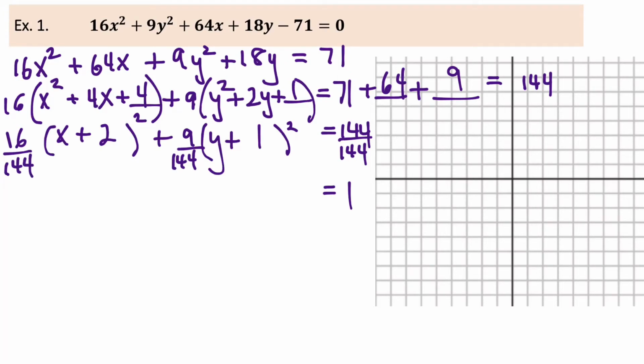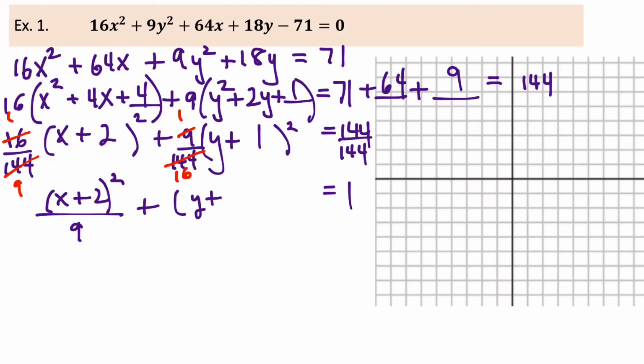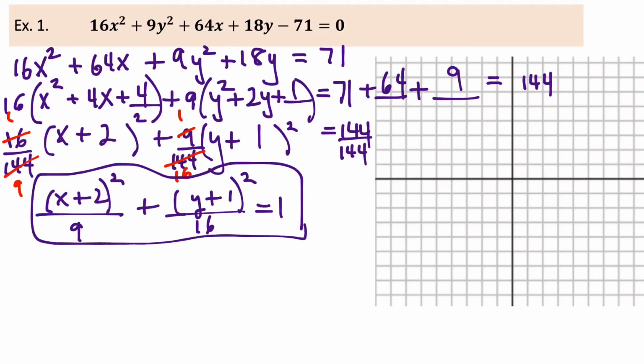So now I just reduce these fractions. 16 goes into 16 once. 16 goes into 144 9 times. 9 goes into 9 once. 9 goes into 144 16 times. So now I've got my form that I want. (x + 2)² with a 9 on the bottom, plus (y + 1)² over 16, and let's move the 1 over closer, equals 1. So this is standard form for the ellipse.